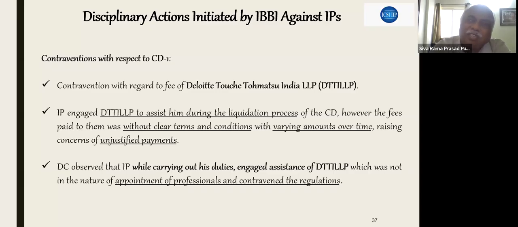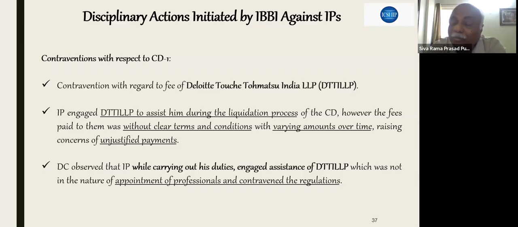Once I am taking the services, why the dynamic fees? Okay, sometimes dynamic fees are also okay. Where is the agreement? This raises concerns of unjustified payments.